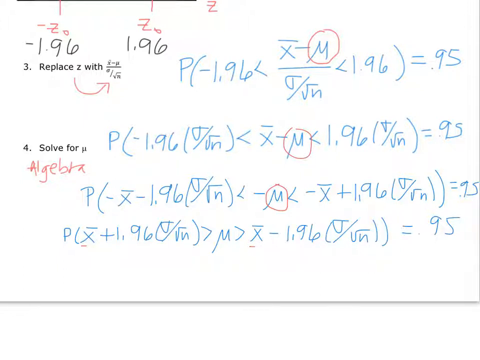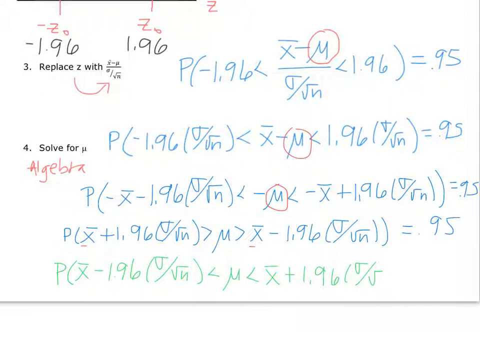So what we end up with is the probability of x bar minus 1.96 times sigma over square root n, and if we flip everything, that means we flip the inequalities, so that becomes less than mu, which is less than x bar plus 1.96 times sigma over square root n. And that equals 0.95.